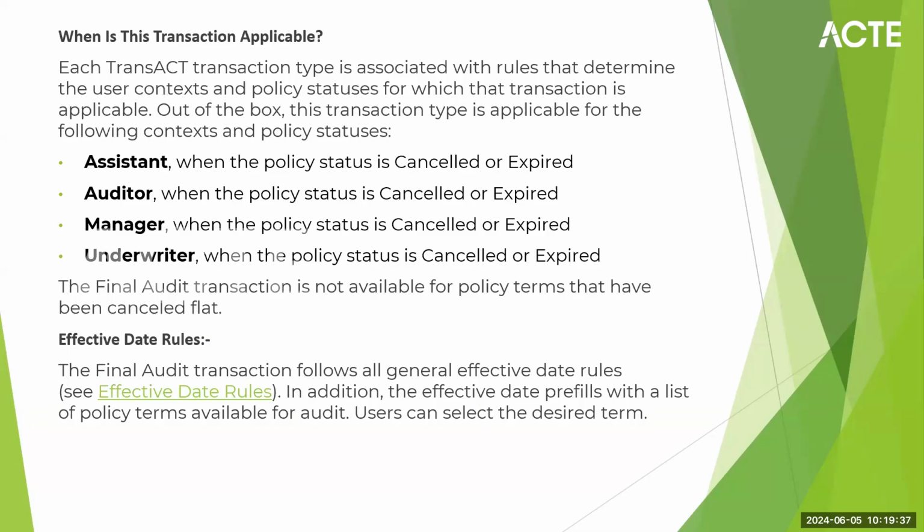When this transaction is applicable, each transaction type is associated with some rules. Okay, assistant: when the user has logged in as an assistant, then the policy should be either cancelled or expired. Auditor, the policy status should be either cancelled or expired. Even for the manager user, the policy status should be cancelled or expired. Even for the underwriter user, if you log in, then the policy status should be either cancelled or expired. No matter what, if you want to do any final audit transaction, your policy status should be either cancelled or expired. Only after doing the cancel transaction itself, you can do the final audit.